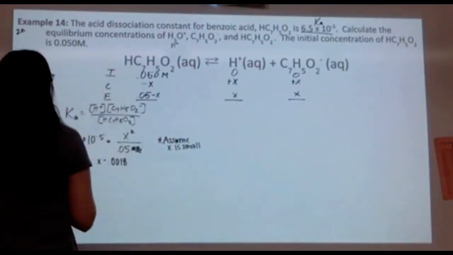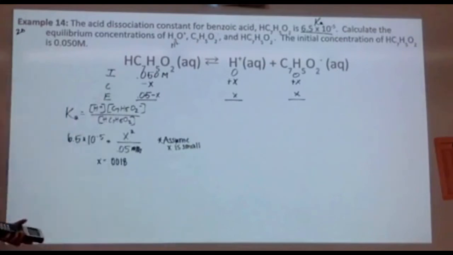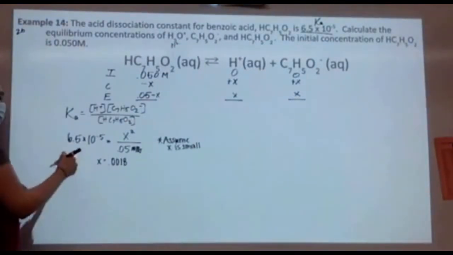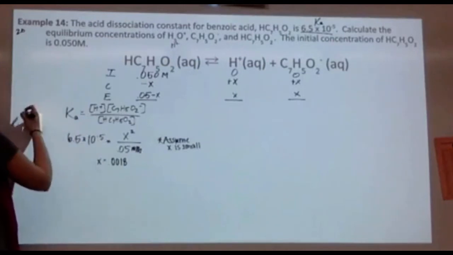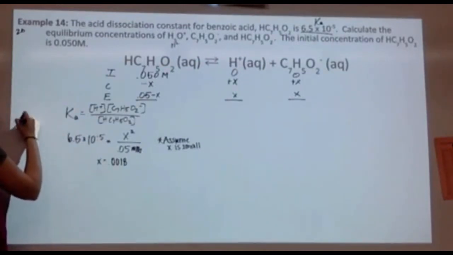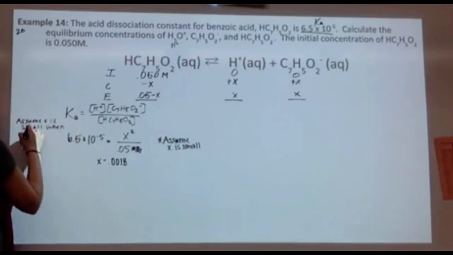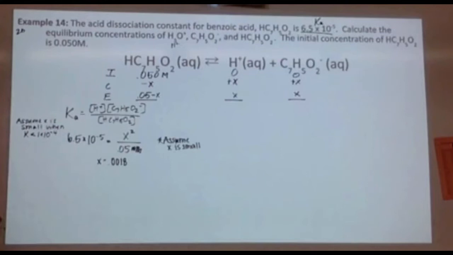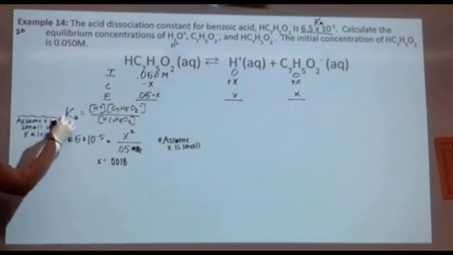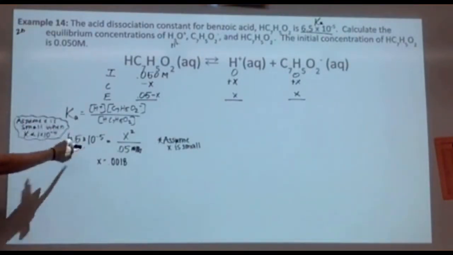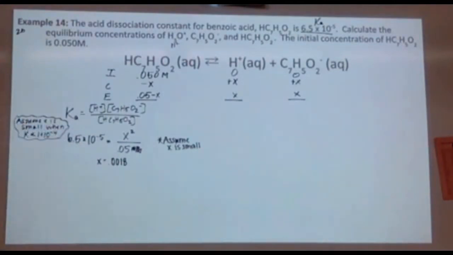Oh, 2 sig figs. Well, there it is. X is 0.0018. Now we can make this assumption when K, so I'll just make a note over here. Assume x is small when K is less than 1 times 10 to the negative fourth. So because Ka was less than 1 times 10 to the negative fourth, we can make this assumption.